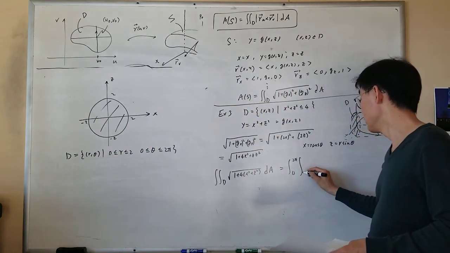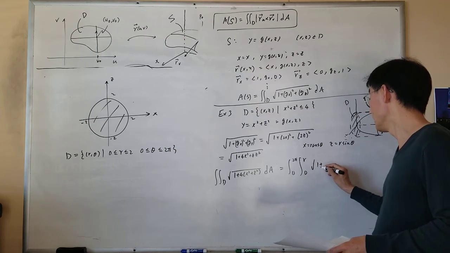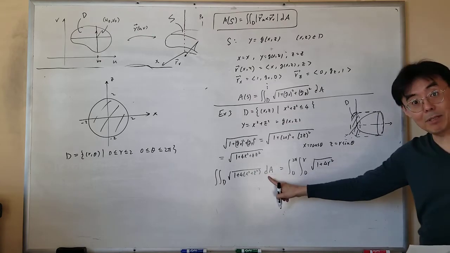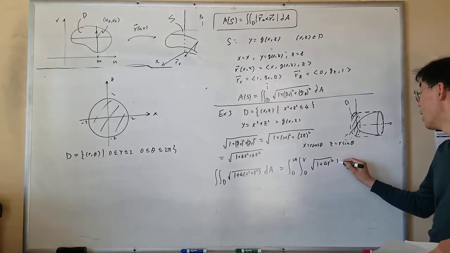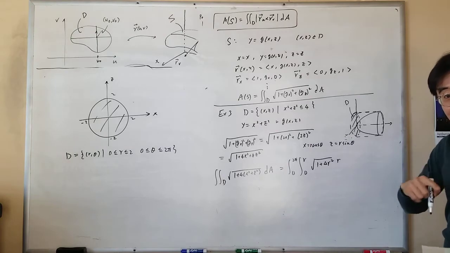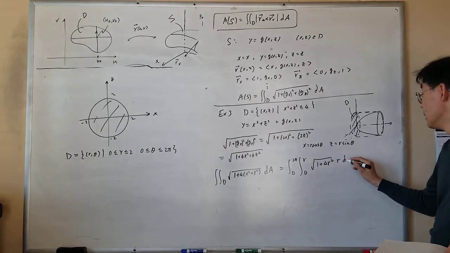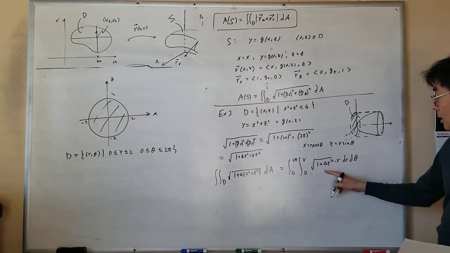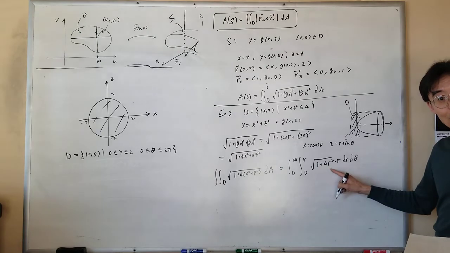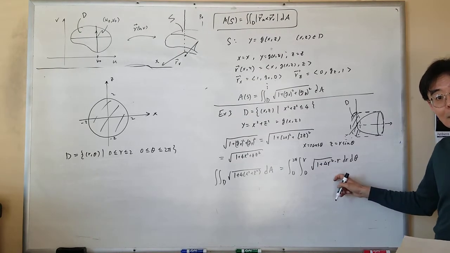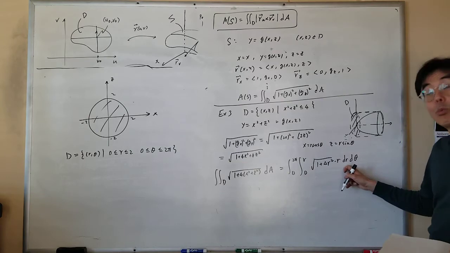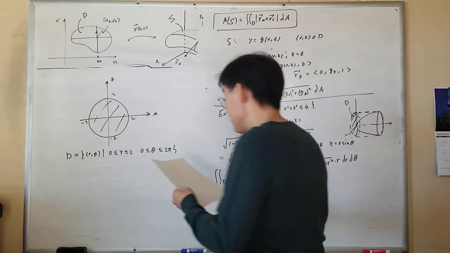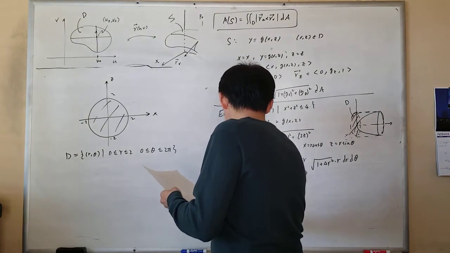So theta runs from 0 to 2 pi. 1 plus 4 r squared. And then dA becomes, in polar coordinates, r dr d theta, we did that last time, right? Now, r is out there. If you call u equals 1 plus 4r squared, du will be 8r dr. So r dr is 1/8 of du, and this is the square root of u.